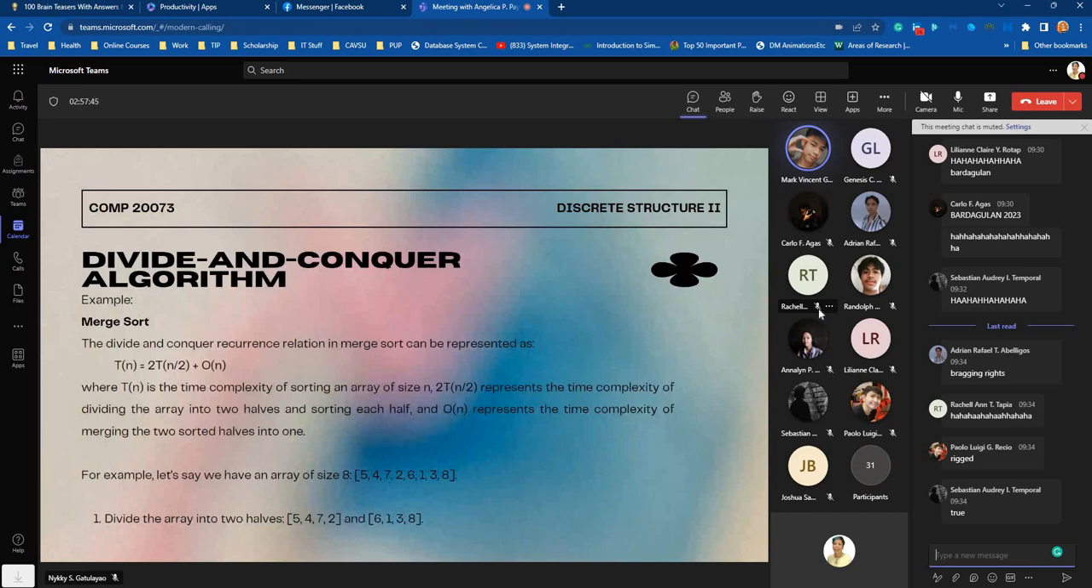Let's say we have an array that consists of 5, 4, 7, 2, 6, 1, 3, 8. Step 1. Divide the array into two halves. The first half is 5, 4, 7, 2. The second half is 6, 1, 3, 8. Next slide.